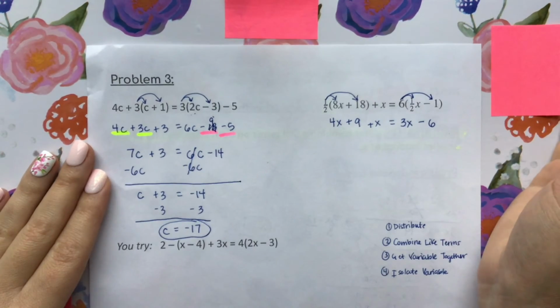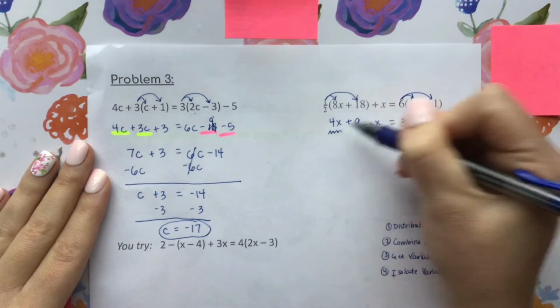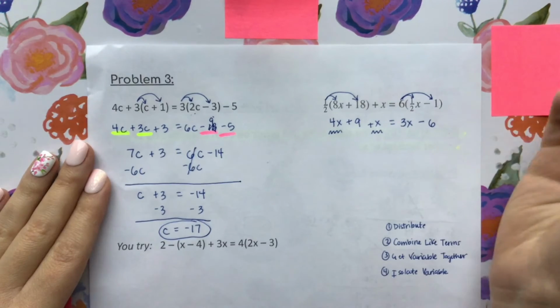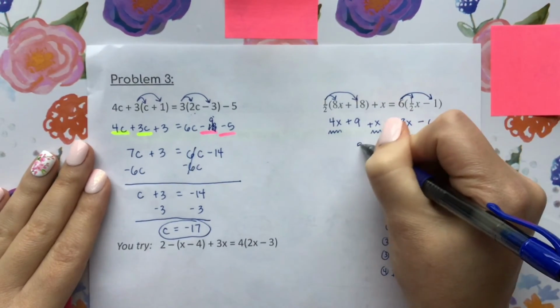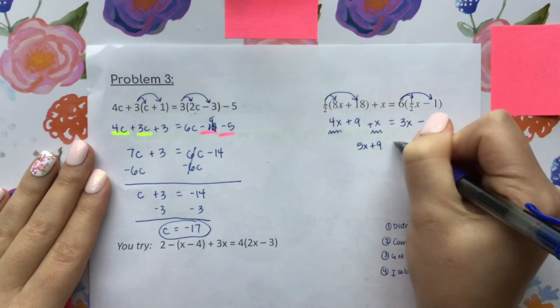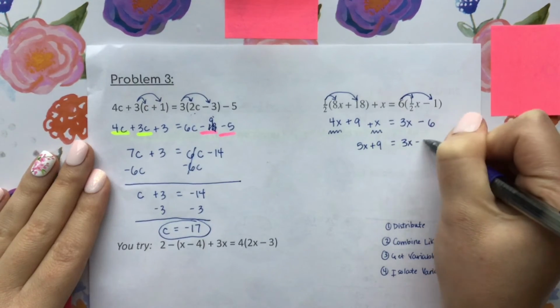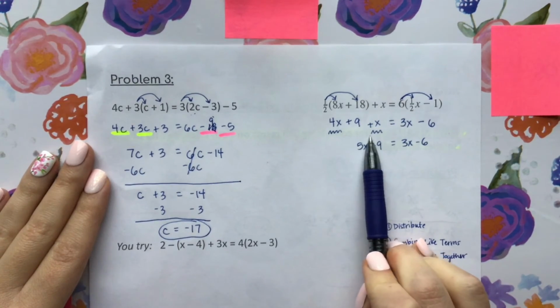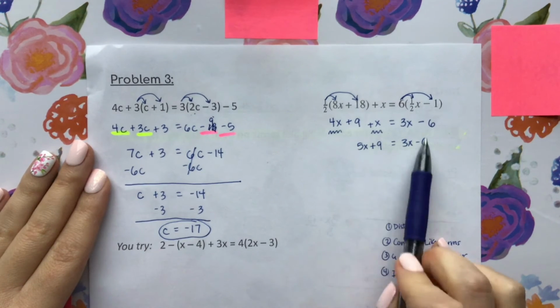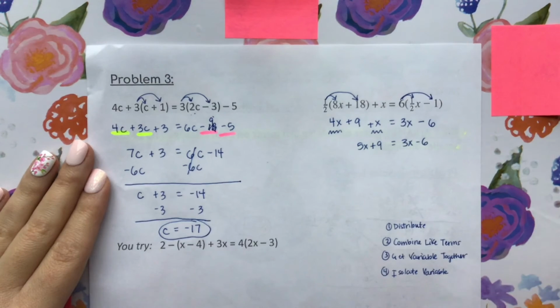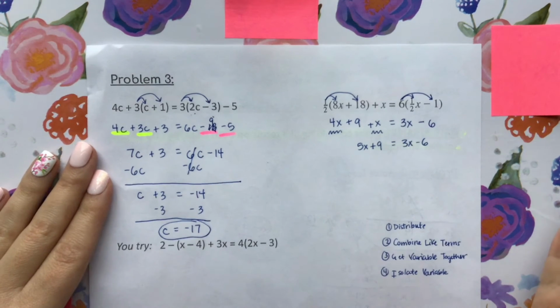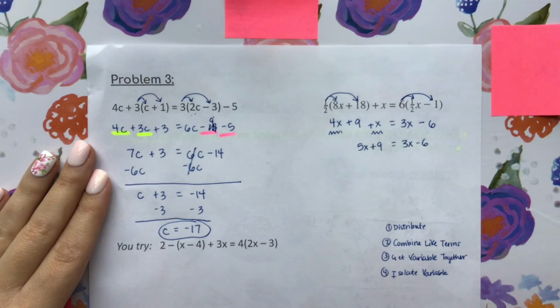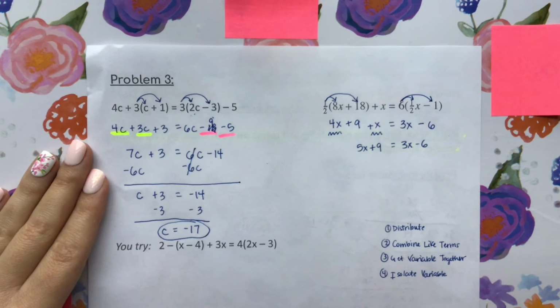Now I'm going to combine like terms. Notice on the left side I have a 4x and an x, so I can get those together. I have 5x plus 9 is equal to 3x minus 6. All I did was combine like terms. I didn't change the value of my left side, so I don't have to worry about doing the same thing to both sides of the equation in that step, because combining like terms does not change the value of something.